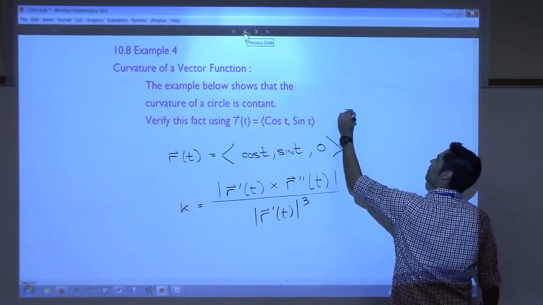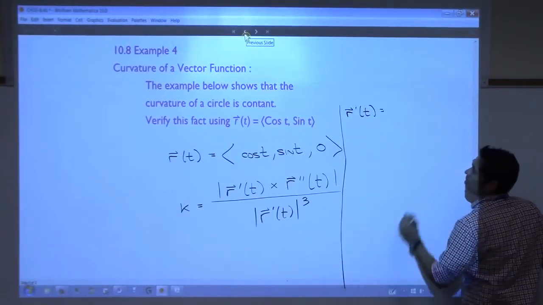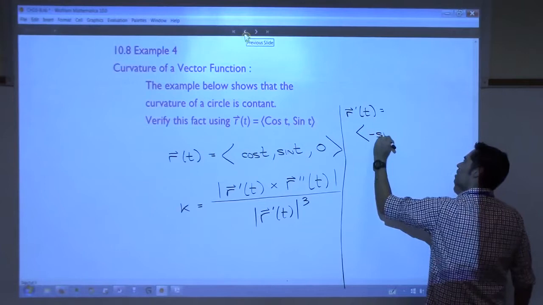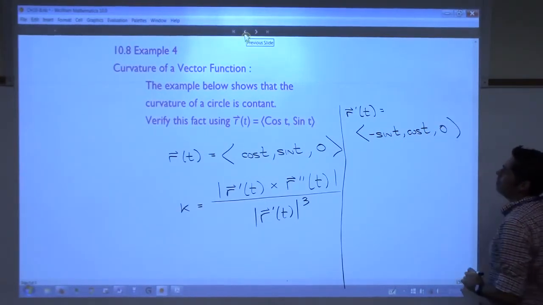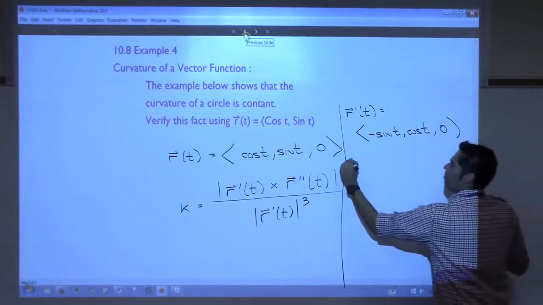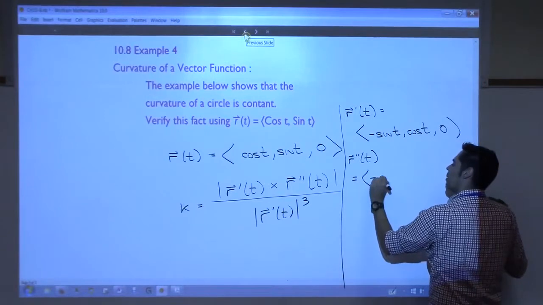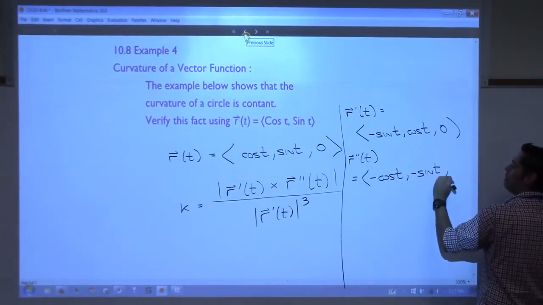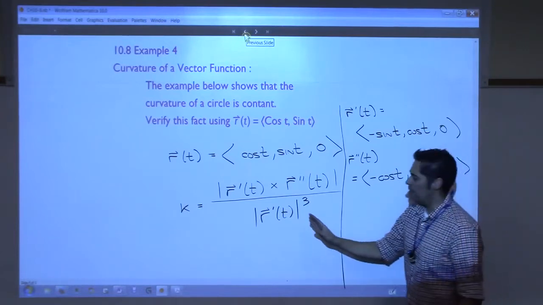What is the first derivative? Negative sine t, cosine t, 0. What's the second derivative? Negative cosine t, negative sine t, 0 again. Do I understand this, my first and second derivatives? What am I supposed to do with these now?